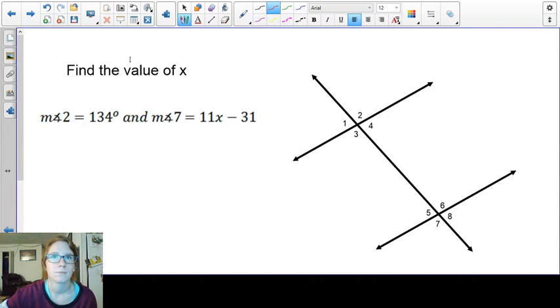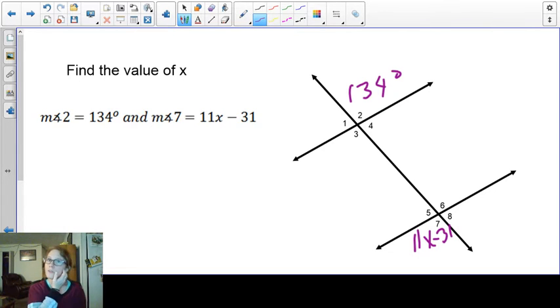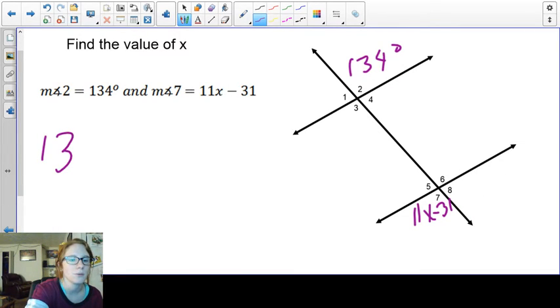So let's do the same thing here. Angle 2 is 134, and angle 7 is 11x minus 31. So the million-dollar question is, are these two angles equal, or do they add to 180? They're equal. They're alternate exterior, so they're on opposite sides and on the outside, so those are equal pieces. So 134 equals 11x minus 31.